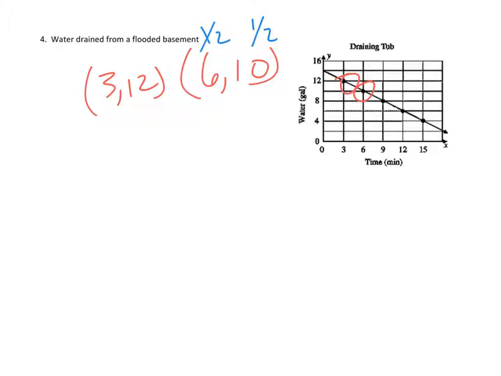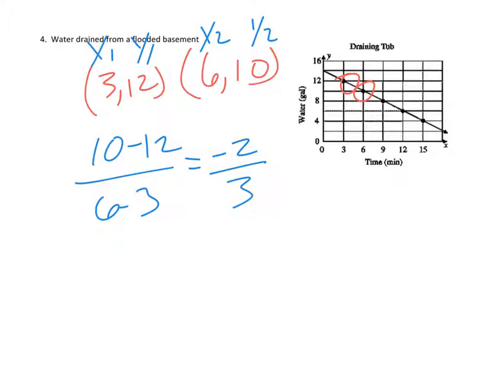So 2 points I want to pick this time. Let's pick 3, 12. That's this one. And let's go with 6, 10. That's this one. So I've got 3, 12 and 6, 10. So just to be clear here, let's call this y2 and this one x2 and call this y1 and this one x1. And in our formula, that means we're going to have 10 minus 12 over 6 minus 3, which is negative 2/3. Now, we knew that, by the way, from the beginning, that this was a negative slope, right? So it goes down from left to right.